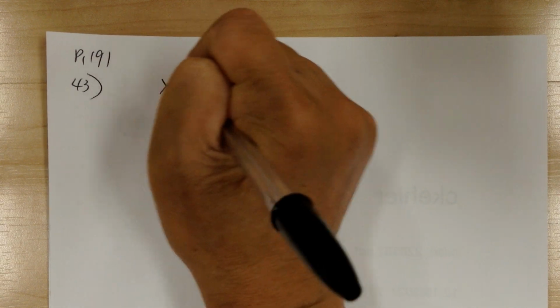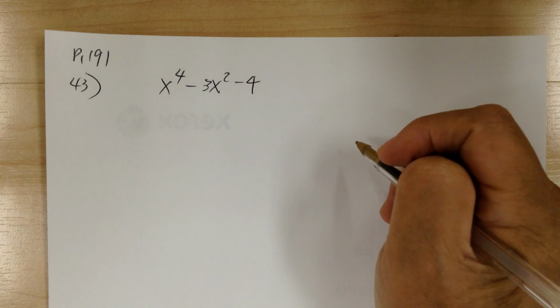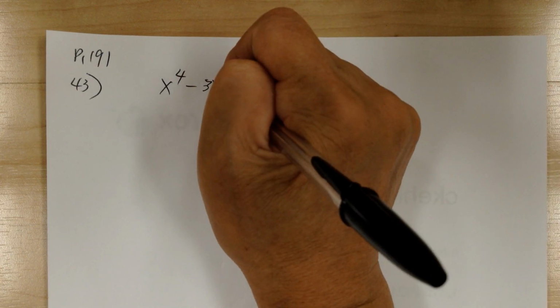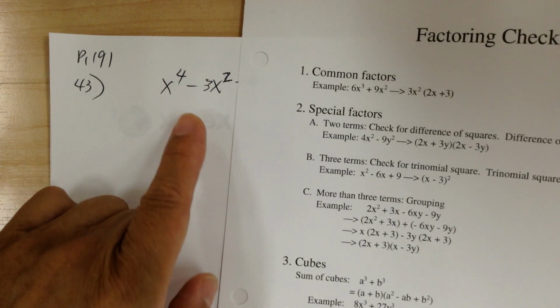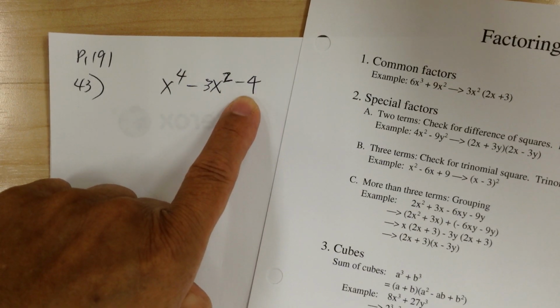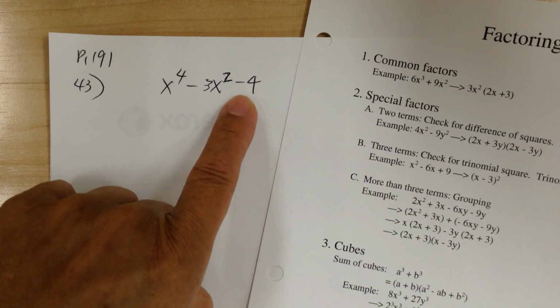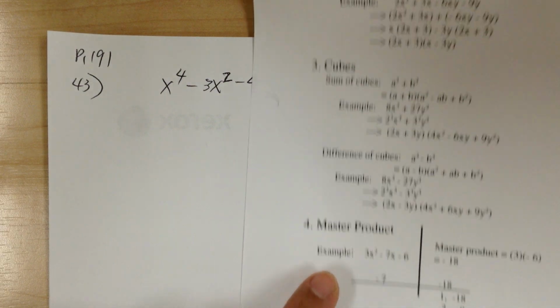You got x to the 4 minus 3x squared minus 4. So you go through the steps. Step 1, common factor, cannot. Step 2, perfect square. This is a perfect square, this is not. Negative 4 is not a perfect square. You need to have a plus 4 to be a perfect square. So you go to cube, no, not yet. So you have to go to the master product.